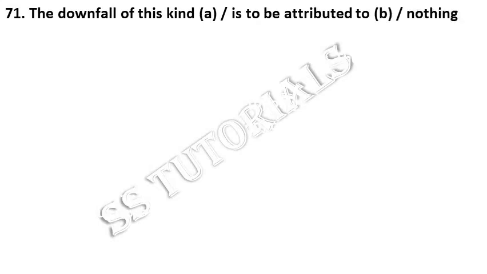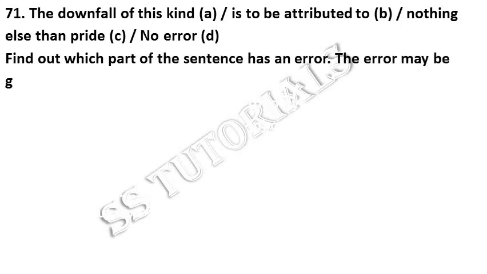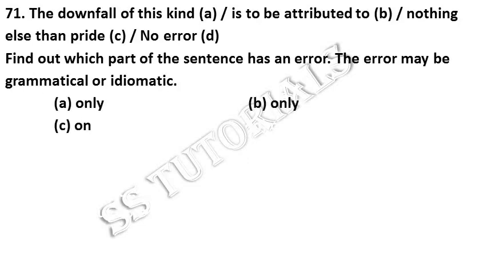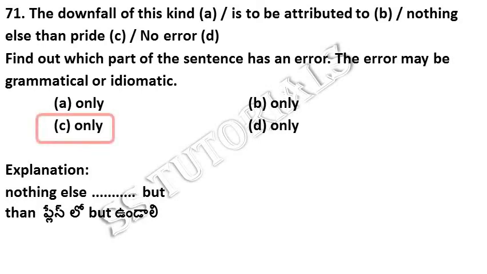The downfall of this kind is to be attributed to nothing else than pride. No error. Find out which part of the sentence has an error. Answer: C only.